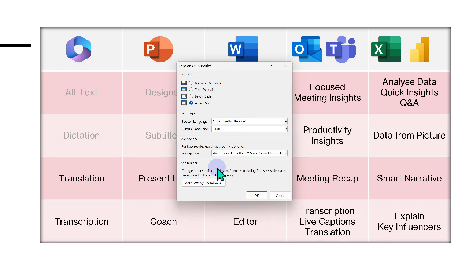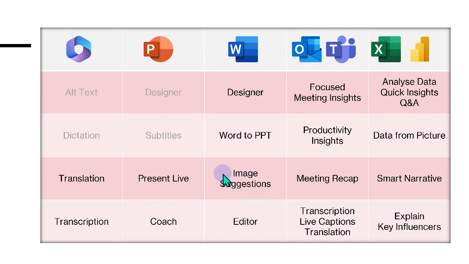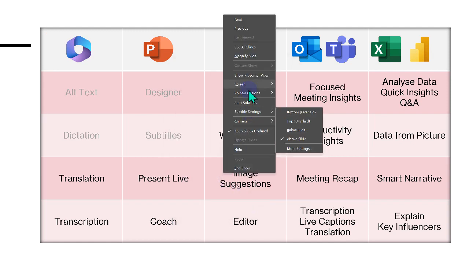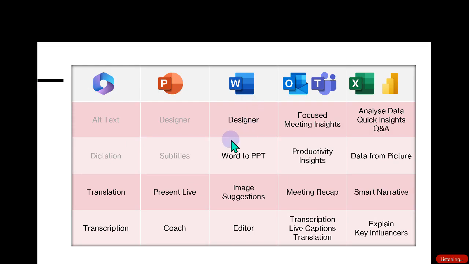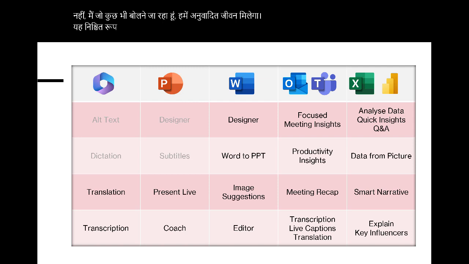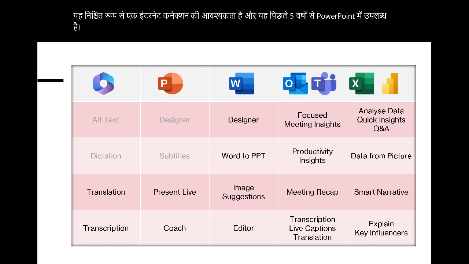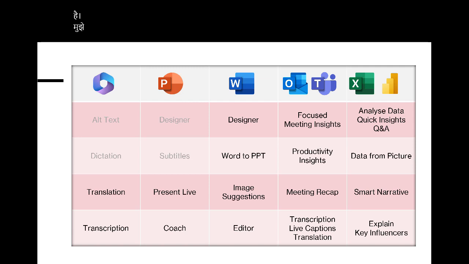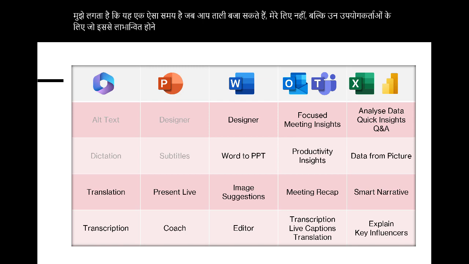And I want the subtitle to be Hindi. Okay, I am still talking, nothing is happening. One more step, I have to enable subtitles. And now, whatever I'm going to speak will get translated live. This of course requires an internet connection, and this has been available in PowerPoint for the last 5 years. I think this is a time when you can clap, not for me, but for those users who are going to benefit from it when you go and teach it to them.